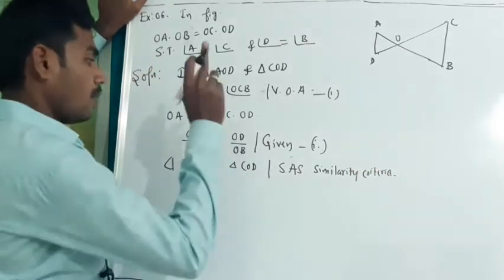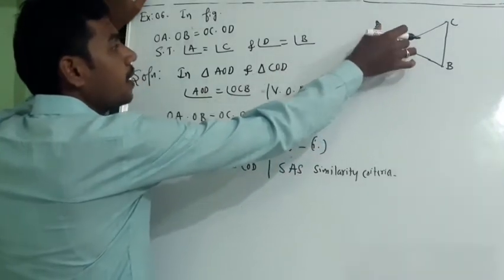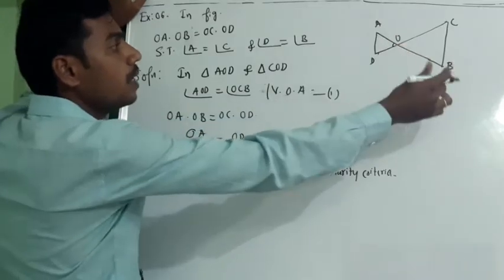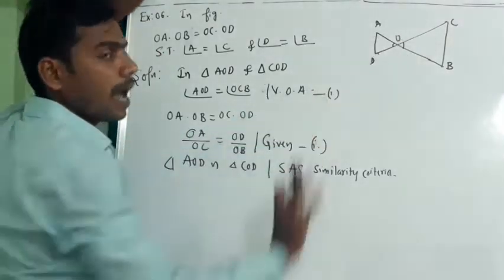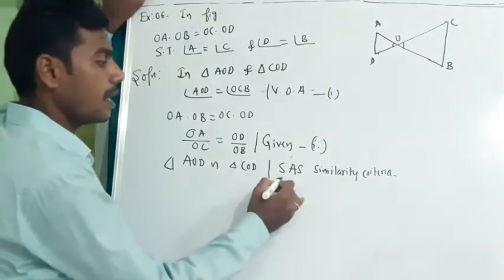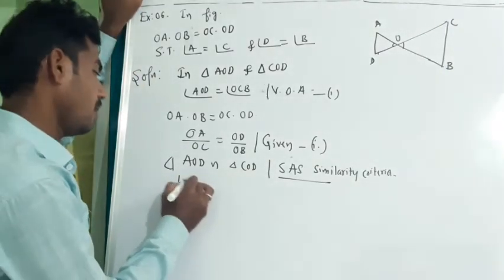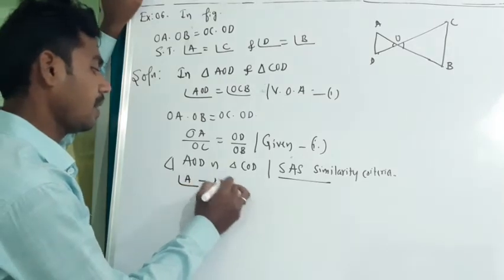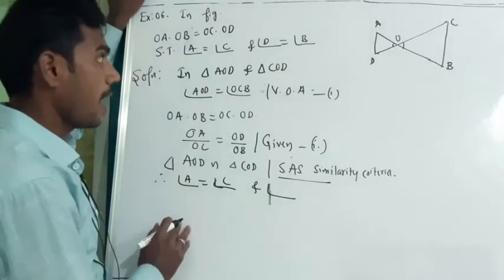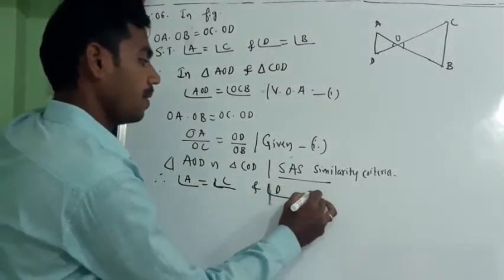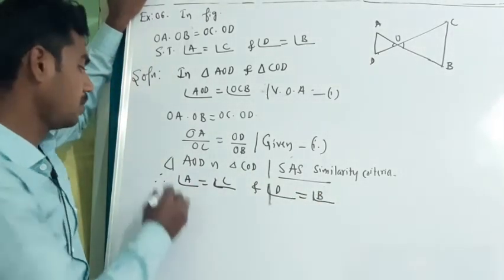See, one angle AOD and the included sides of this angle are proportional to one angle and the included sides of that particular angle. That is the reason they are similar by the SAS similarity criteria. So what can I write now? Angle A is equal to angle C, and angle D is equal to angle B, because triangle AOD is similar to triangle COB. Please note this down.